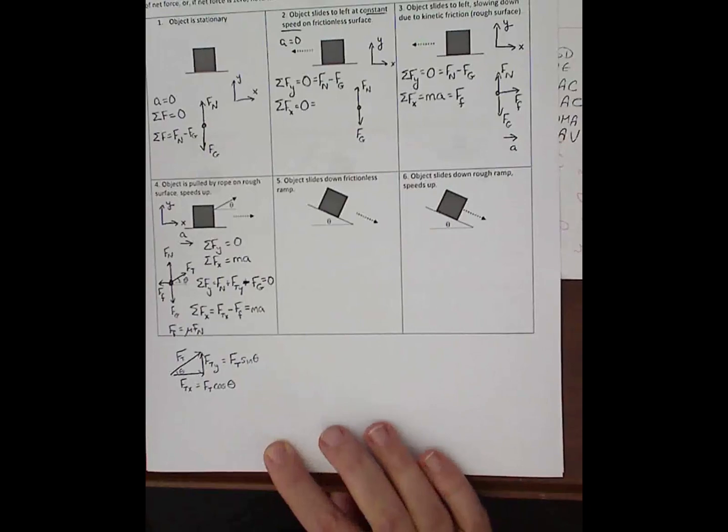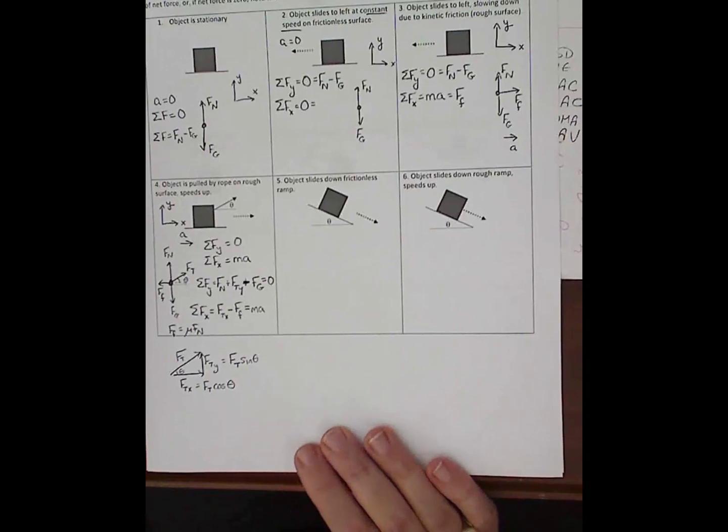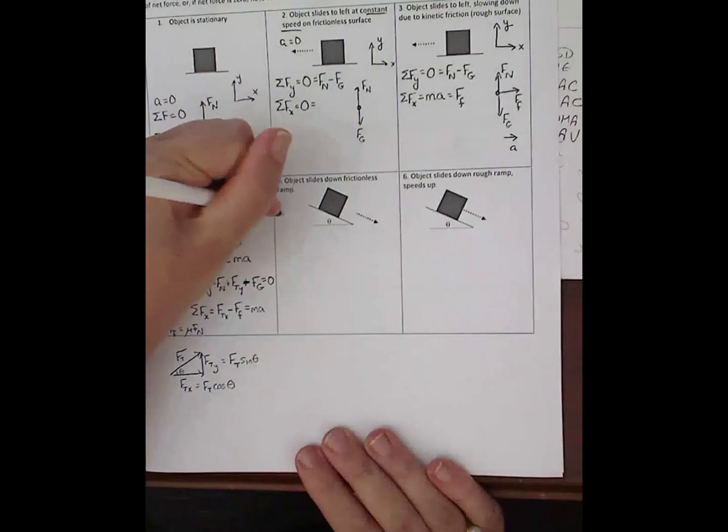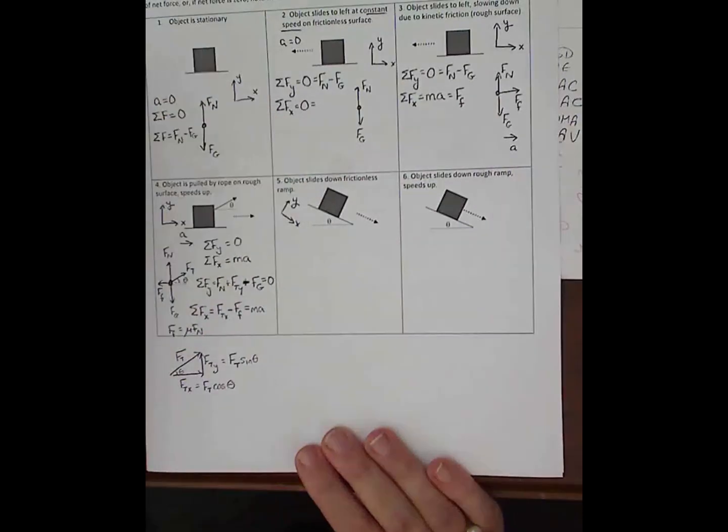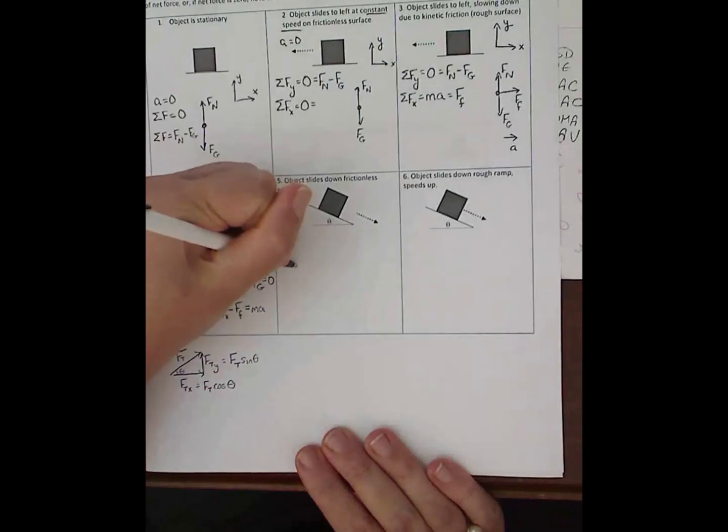Okay, example 5. Now what we've done is we've moved to a situation where we've got something moving on an incline. Right, so on an incline, what do we do? What we do is we make our x-axis parallel and our y-axis perpendicular to the ramp. Okay, so what forces do we have? Well, we've always got gravity. And what direction is gravity? Gravity is always straight down. So I'm going to draw my gravity straight downwards.